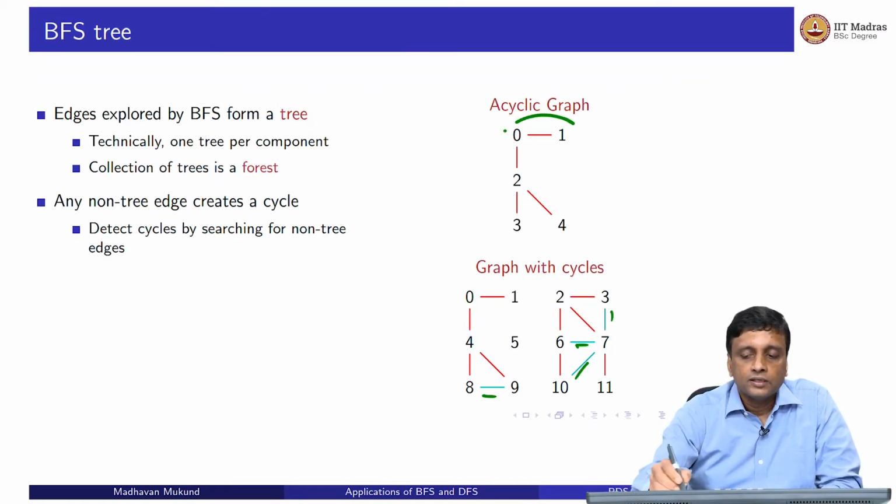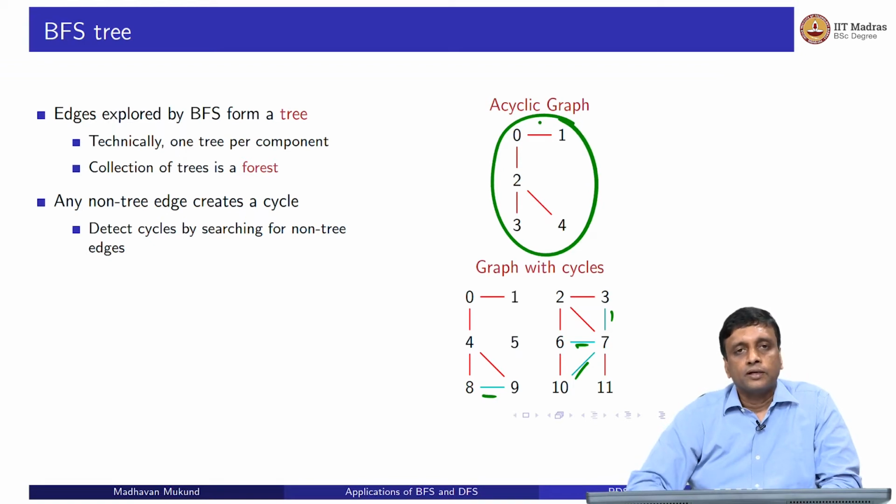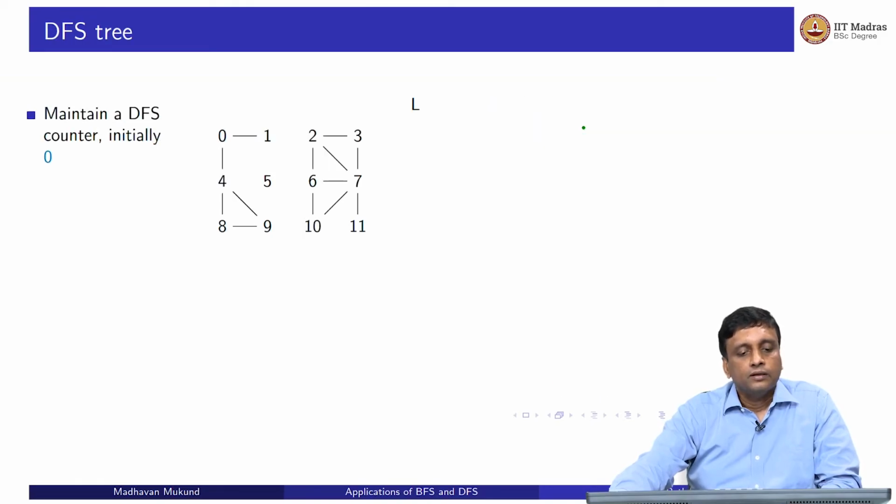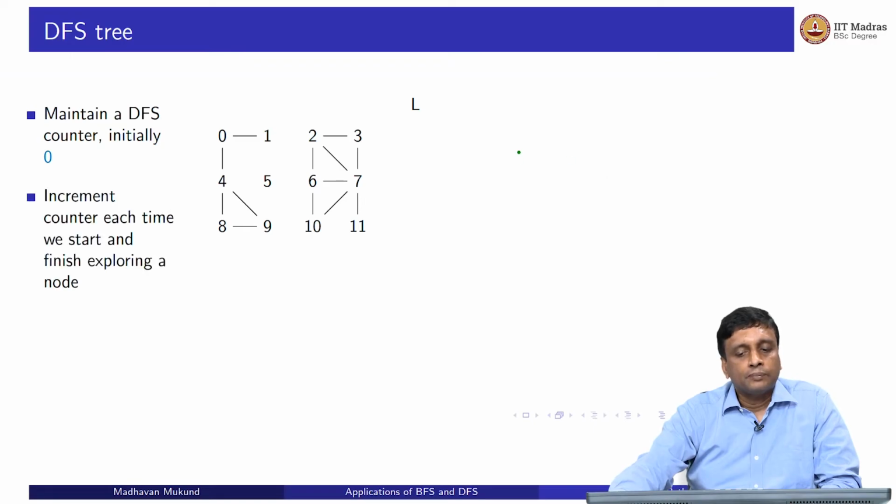Now, here for instance, there are no such edges, because the tree itself exhausts all the edges and there is no other way of reaching any of the vertices except by following the BFS tree. So, if I have a non-tree edge in a BFS tree, that is a cycle. Now, we can do the same thing with the DFS tree. So, let us see what happens in DFS trees.